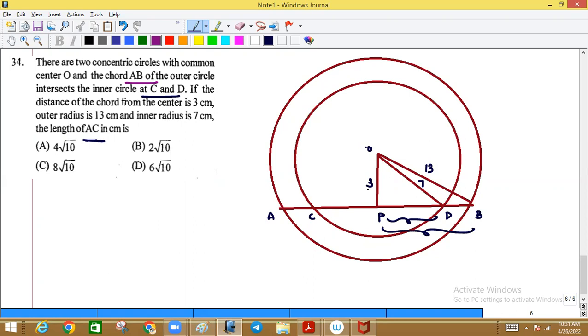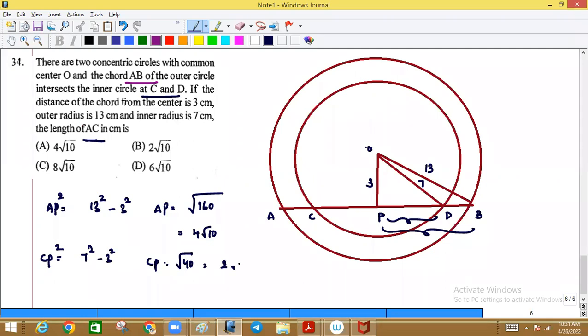13 square minus 3 square will give you AP. What is AP? AP is given by 13 square minus 3 square. So AP is root of 160, which is 4 root 10. What is CP? 7 square minus 3 square, root of 40, which is 2 root 10. Therefore, AC is equals to 4 root 10 minus 2 root 10. That is 2 root 10. Copy that.